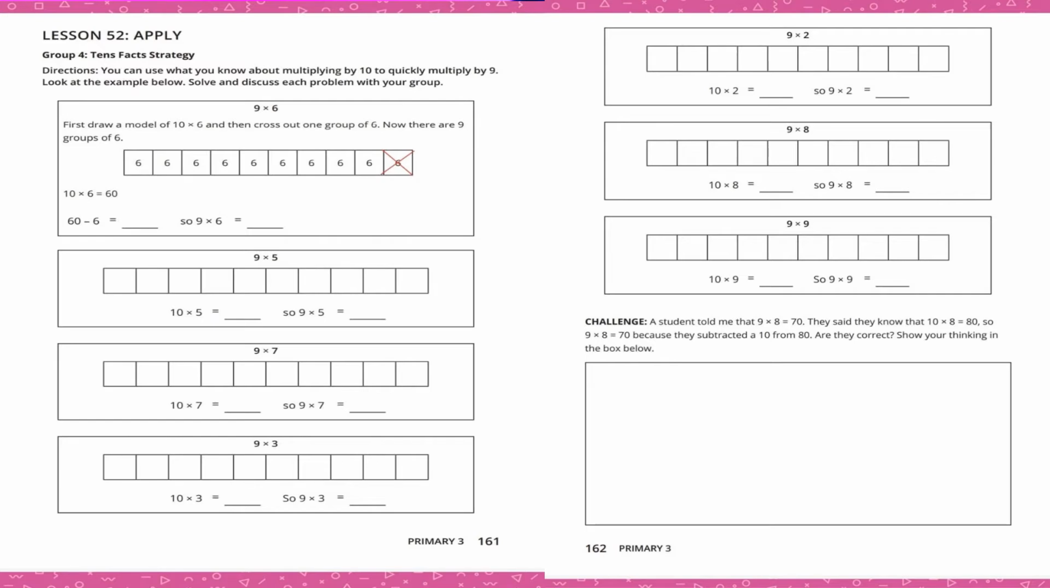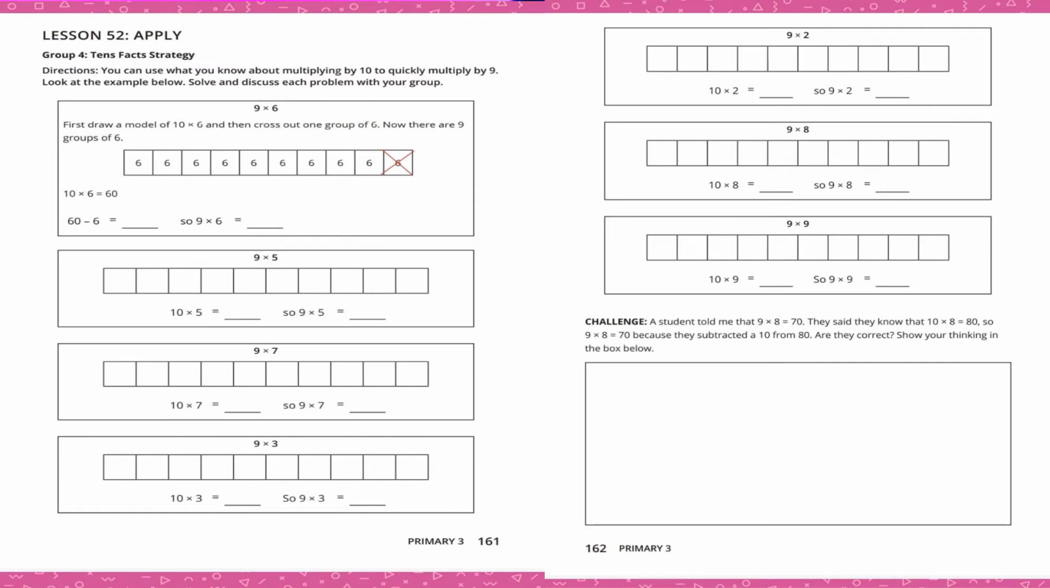Here we will learn together another strategy, and this strategy is not important, okay? Tens facts strategy. You can use what you know about multiplying by 10 to quickly multiply by 9. Look at the example below, 9 times 6. First, draw a model of 10 times 6 and then cross out one group of 6. Like this. Okay, this shape, 10 times 6 equals 60.